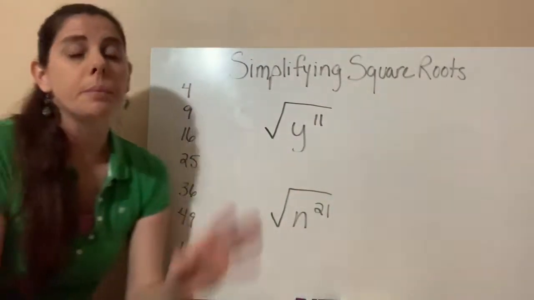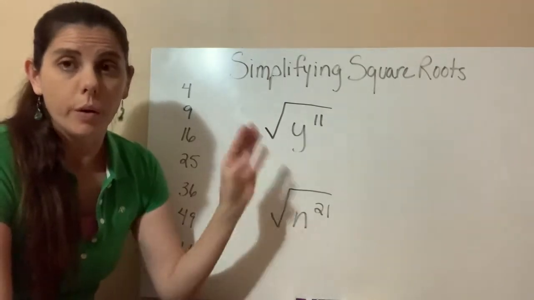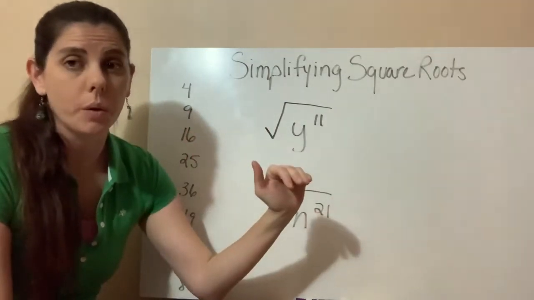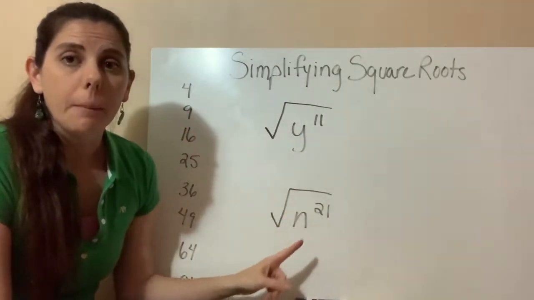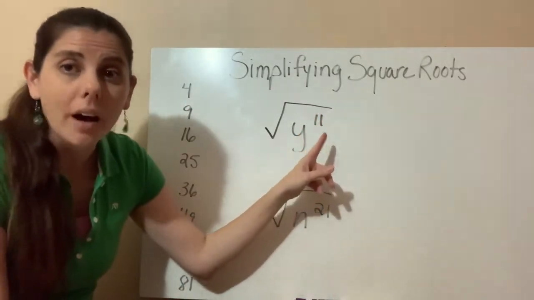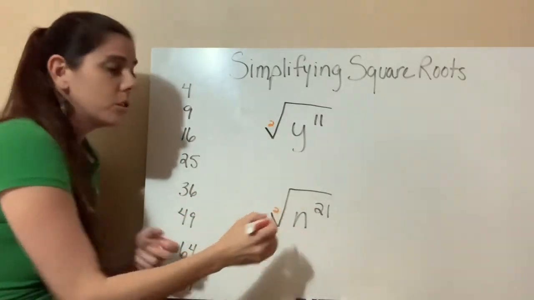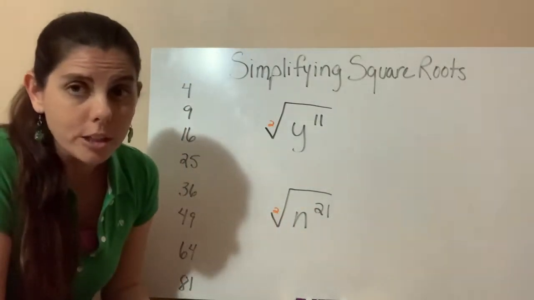So what if, when we're simplifying square roots, we have variables in here with exponents and we need to take the square root of that? But when we look at both of these, the exponent on the variable is an odd number. And so if we like to do our little trick and try to divide by 2, we're going to end up with a fraction or a decimal.